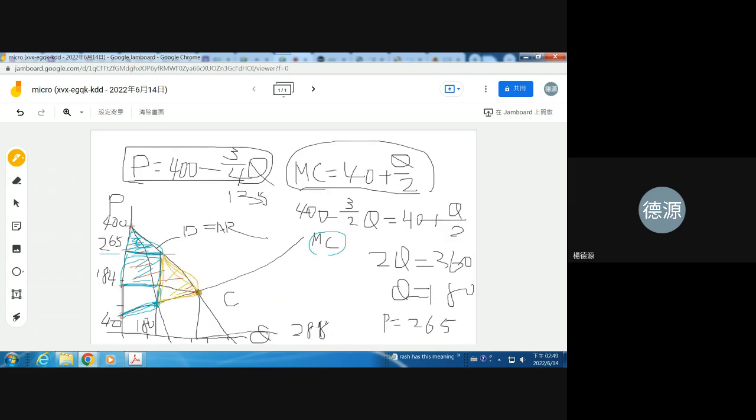If you have the prices and the quantities here, 400, 265, 184, 40, and quantity 180, and quantity 288, with all these numbers you should be able to calculate all the necessary information, including producer surplus and consumer surplus under both perfect competition and monopoly.